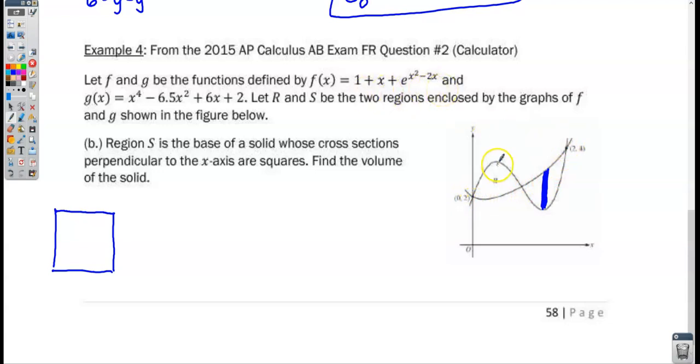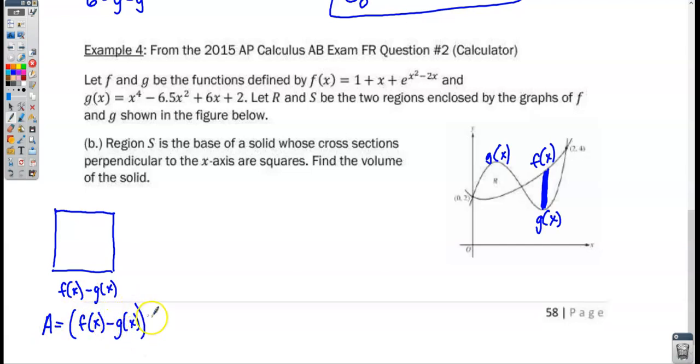Okay, so the upper boundary of this region is f of x, and the lower boundary of this region is g of x, because g of x is on the bottom over here. So that means that the length of one side of this square is going to be f of x minus g of x. When I set up my integral in the end, I'm going to put f of x and g of x in it, but that's the length of a side, which means that the area of this square is going to be the quantity f of x minus g of x, quantity squared, because that's how we find the area of a square.